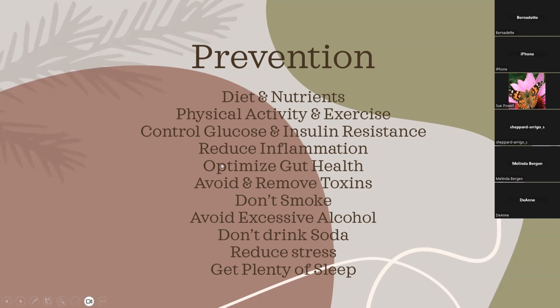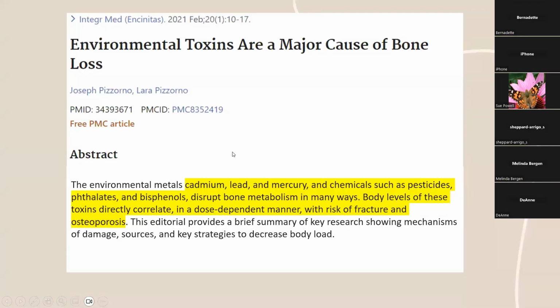I'm just going to get sidetracked here for a second and show you this article from 2021, the journal Integrative Medicine. Environmental toxins are a major cause of bone loss. So this shows cadmium, lead, mercury, chemicals such as pesticides, phthalates, bisphenols, or BPA disrupt bone metabolism in many ways. Body levels of these toxins directly correlate in a dose dependent manner with risk of fracture and osteoporosis.